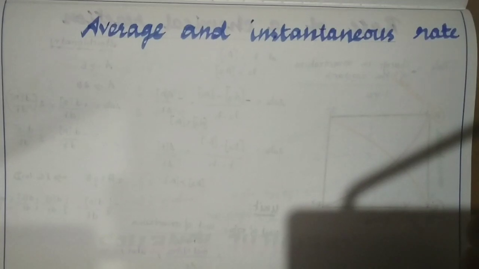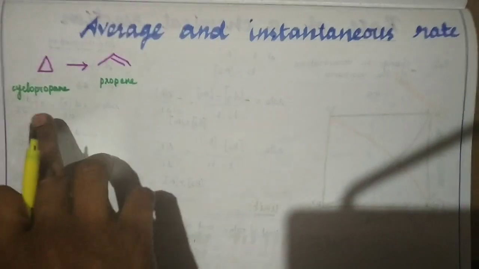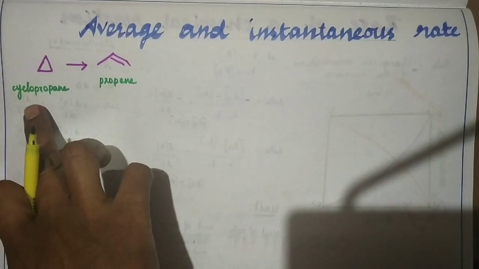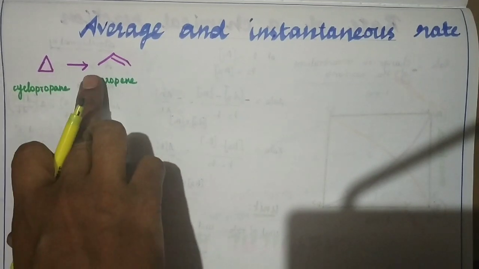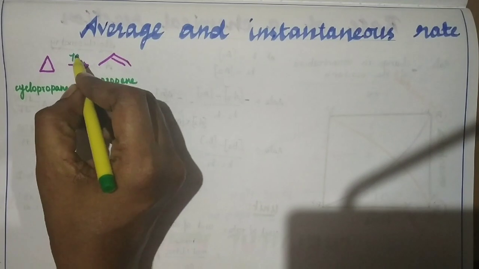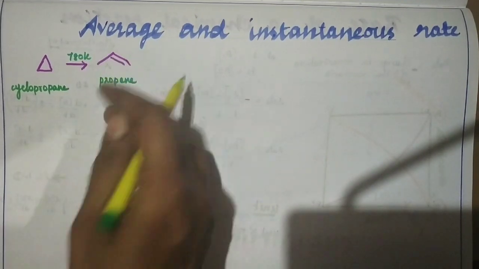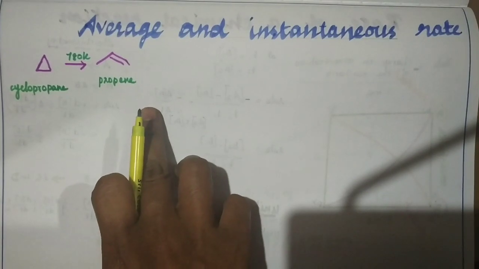So first is the isomerism of cyclopropane. Okay, so this is the example of cyclopropane. This is the closed component. Then at 780 Kelvin, this cyclopropane converts into propene. Okay, this one is the open chain component.